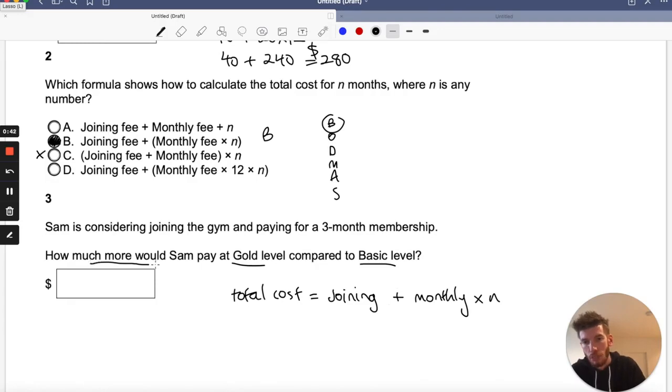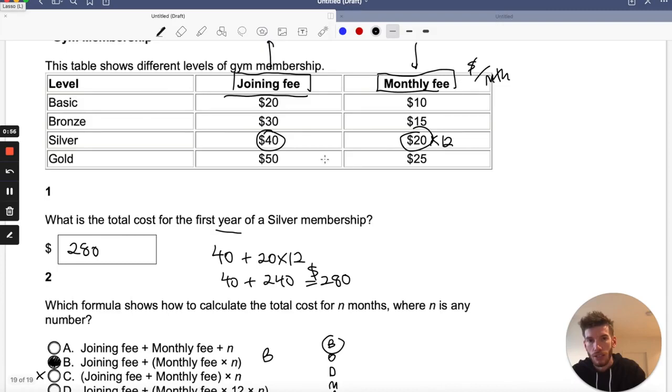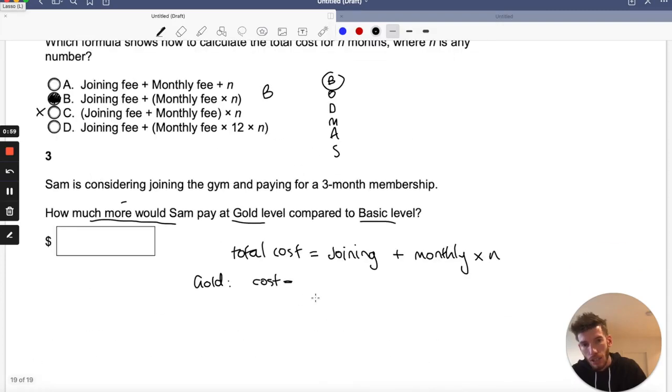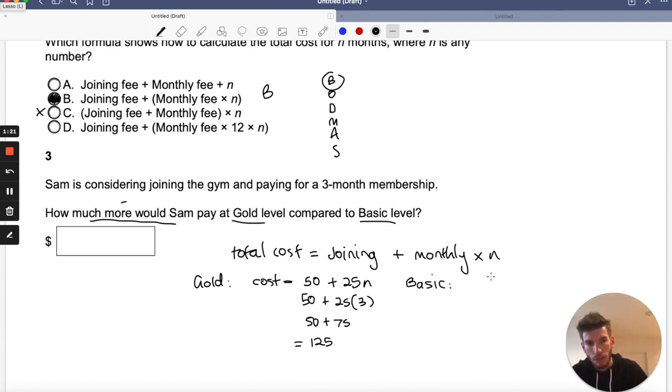And it's asking us how much more would Sam pay. So we're looking for the difference, and difference just means to subtract. So let's do the gold one first, right? So the cost there is going to be equal to, so the joining fee on the gold is $50 and the monthly fee is $25. So we can create the gold equation, so to speak, like that. And we're going to do this for 3 months. So 50 plus 25 times 3. So that gives us 50 plus 75, following our BODMAS, and then $125.